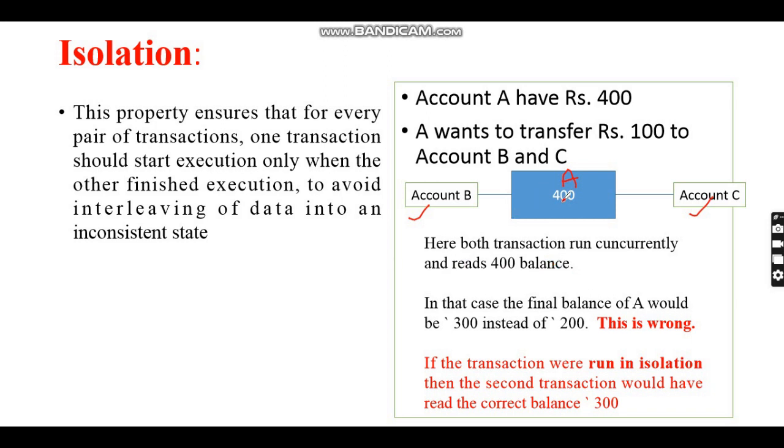दोनों transactions concurrently simultaneously शुरू हो गए account A, account B and account C, right? And both the transactions have read the value as 400, right? In that case, the final balance of A would be 300 instead of 200, which is wrong, right? If the transactions were run in isolation, then the second transaction would have read the correct balance as 300, right? So this is the concept of isolation, which tells us that one transaction must start only if the previous transaction has finished its execution, right? Then only the correct data will be read by both the transactions.